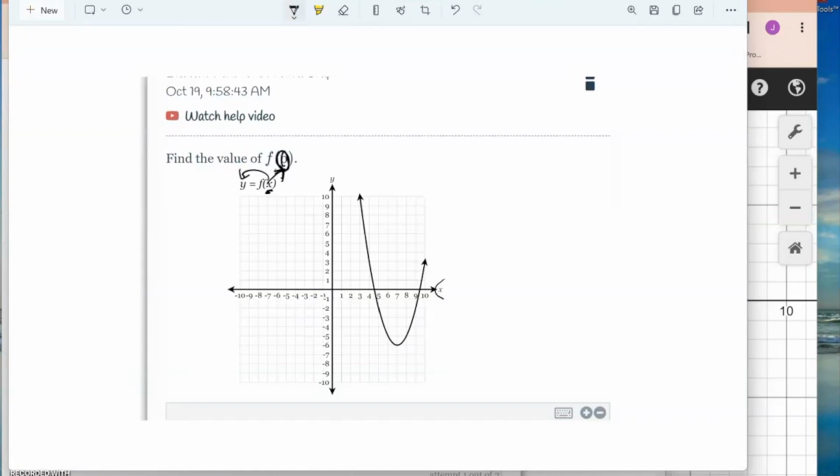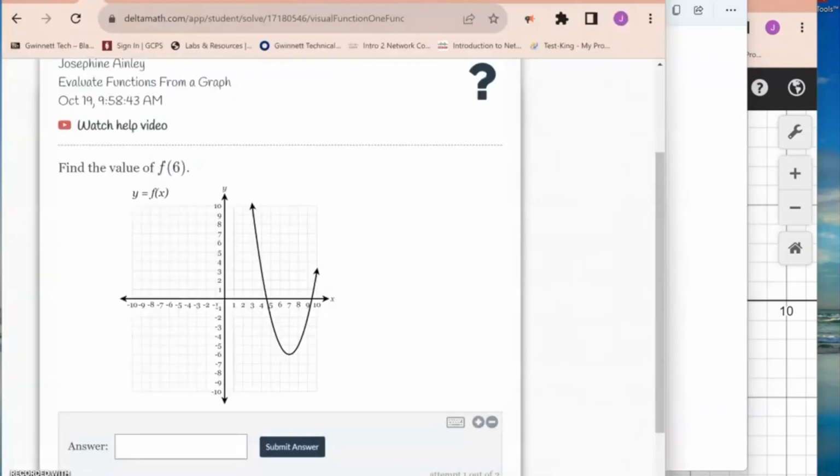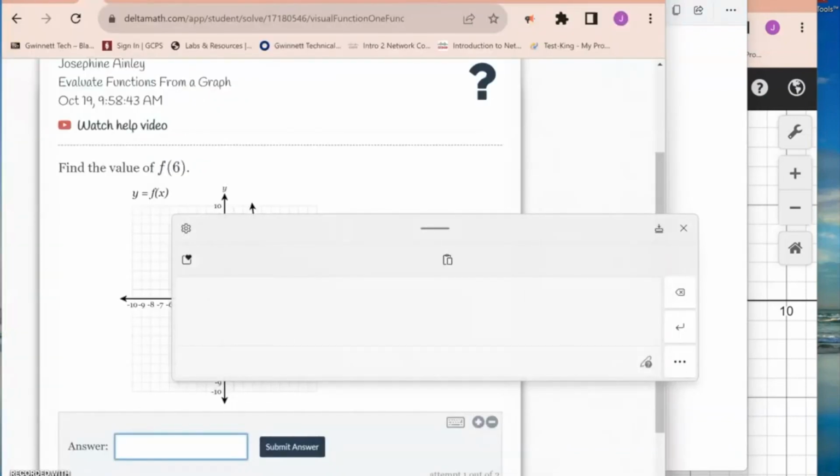So I go to when x is equal to 6, right here. X is 6, go to the graph, either up or down. I go to the graph right there and find out what y is. So y is -5. That's all it is.